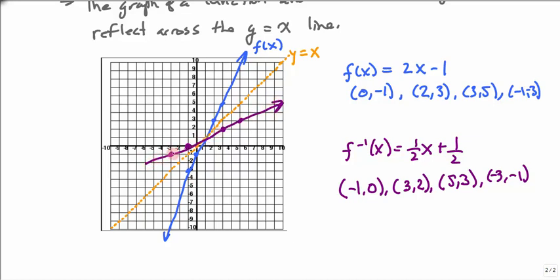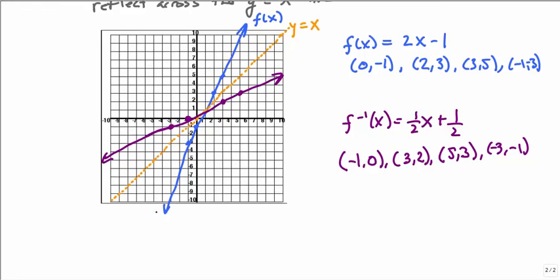Of course, drawn with the straight edge, these would be a little bit better, but you can see that each point on the blue line reflects to a point on the purple line, and they are mirror images across this y equal x line. They reflect across that line. So that's an example of what happens when I plot a function and its inverse.